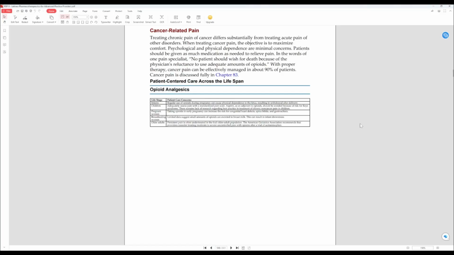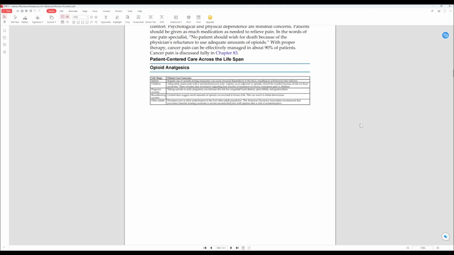So here is another spot to hit pause, where you will see the patient-centered care across the lifespan on opioid analgesics.